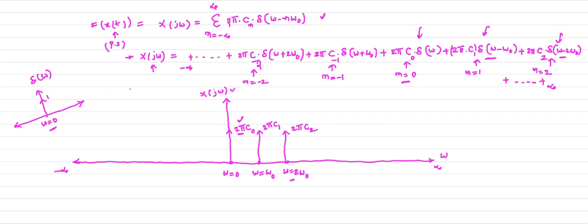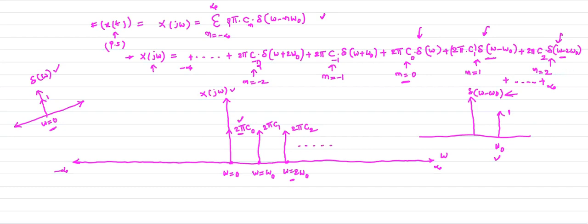Like that, if you take the function delta of omega minus omega naught, you just shift this delta of omega towards the right hand side by omega naught units. So this is your delta of omega minus omega naught. It is only defined at omega naught; at other places its value is 0. Like that, the remaining functions are also defined only at their respective omega values.